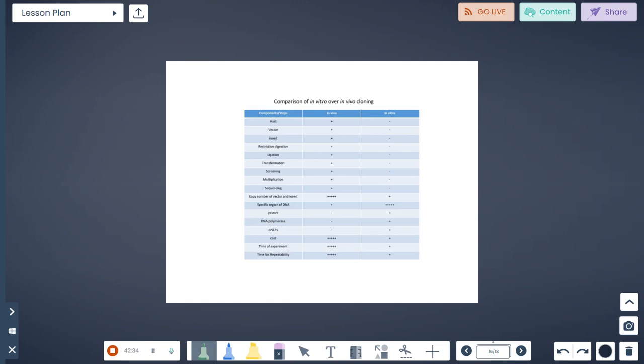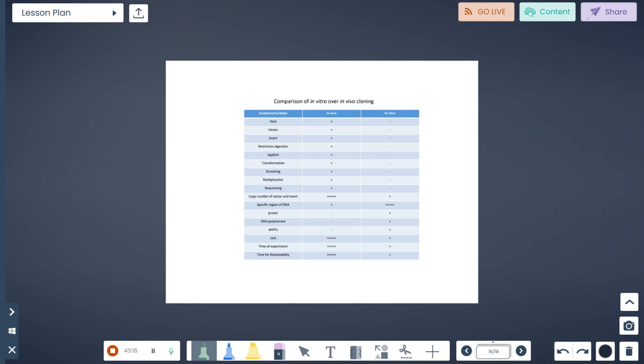So when you compare in vitro cloning and in vivo cloning, for in vivo cloning you always need a bacterial host. You need a plasmid vector or YAC vector or BAC vector for cloning, and also you need an insert. You need a restriction enzyme. You need a ligase enzyme. Then you have to do a transformation. Then after the transformation, from the colonies you have to screen whether the recombinant DNA is present. Then you have to multiply that culture so that more product will be formed. Then you have to sequence and confirm that what you have cloned is of a particular DNA sequence only.